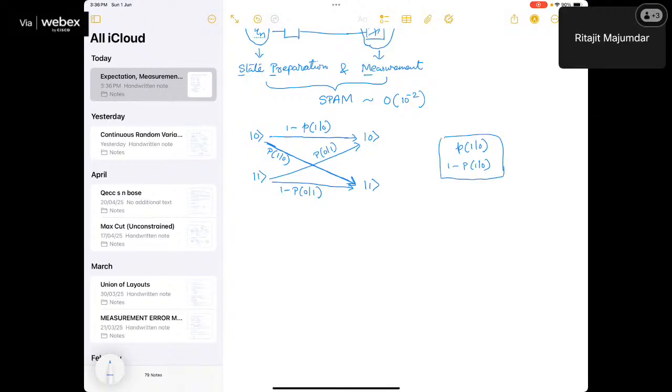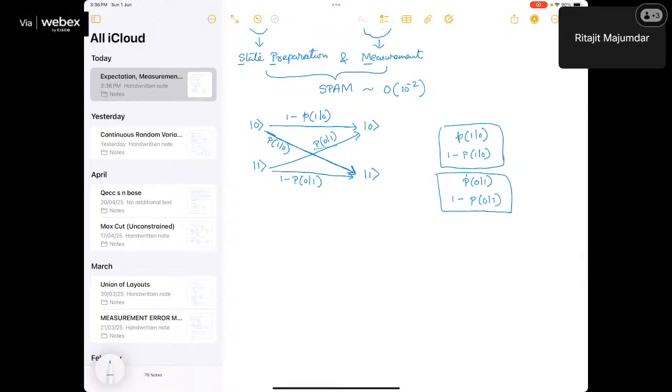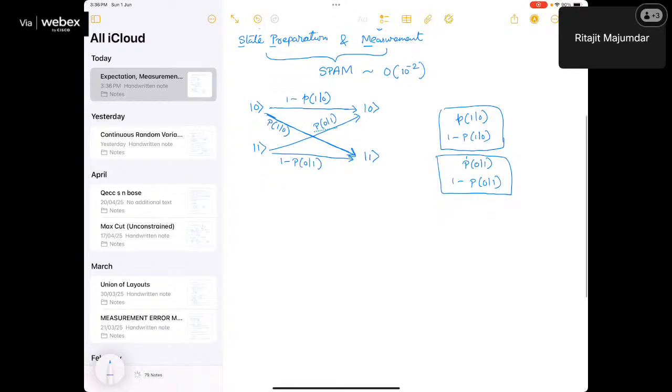Similarly, if I prepare my state in 1, what is the probability that I end up writing it 0? That is given by probability of 0 given 1. And what is the probability that I write my 1 as 1? That is 1 minus probability of 0 given 1. That's all, right? Now, what is done? Again, we will do some mathematical abstraction and we will define something called an assignment matrix. Often in short, this is called an A matrix.